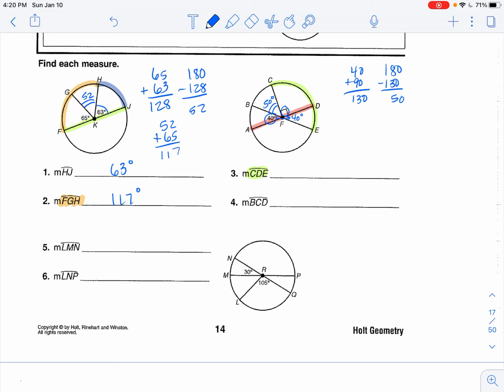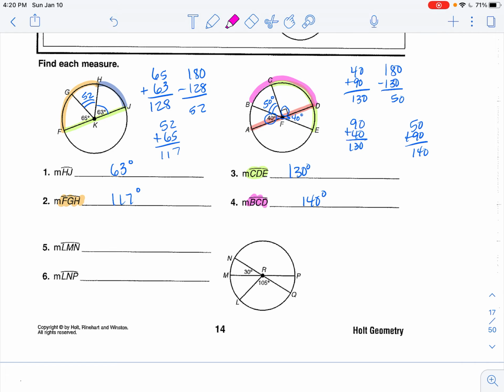All right, so if I want to know what the measure of arc CDE is, I just need to add the 90 plus 40, and that gives me 130. And if I want to find the measure of arc BCD, let's see, from B to C to D, I just need to add the 50 and the 90. And that gives me 140 degrees.